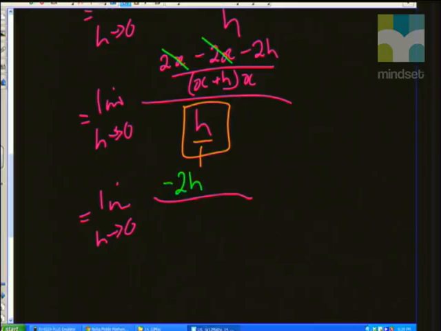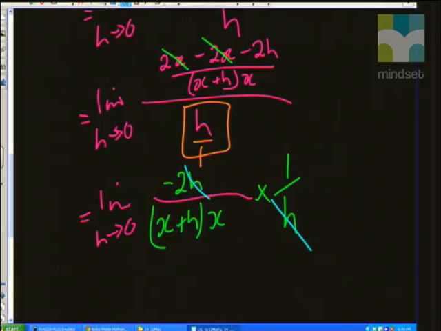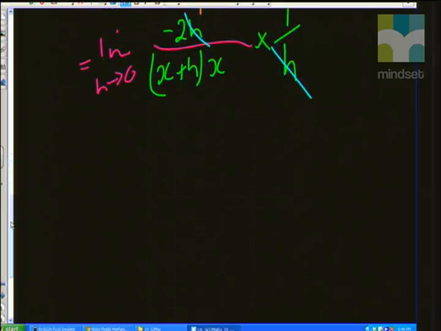And can you see what's happening? I invert minus 2h over x plus h times x, and times this by 1 over h. Now, look here. This is so exciting. I'm almost going to cry. Look what happens. Those cancel. And I can now write the next one. Limit as h tends to 0, and I've got minus 2 on the top line.